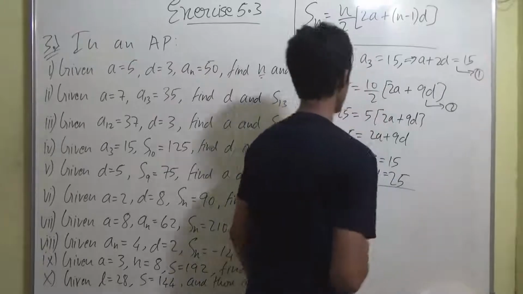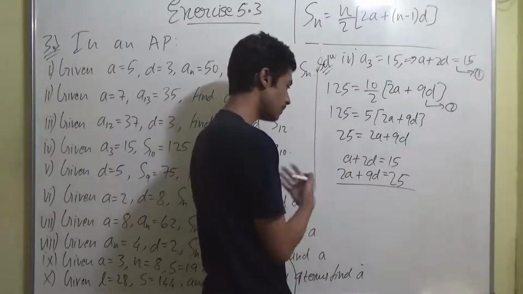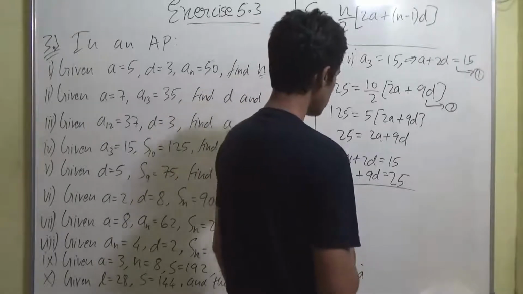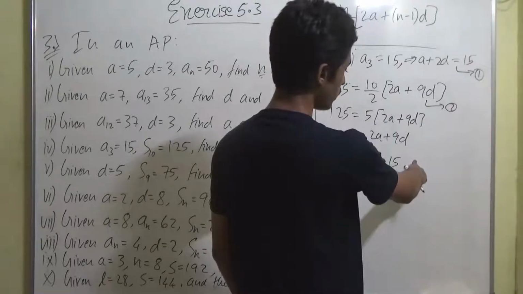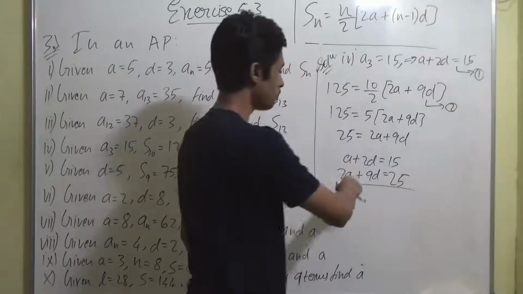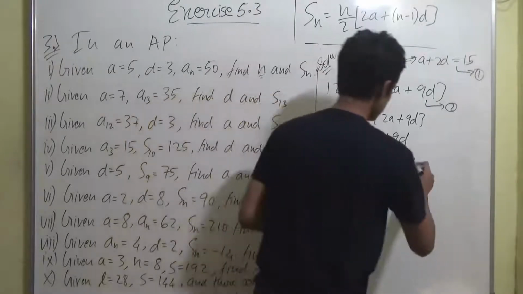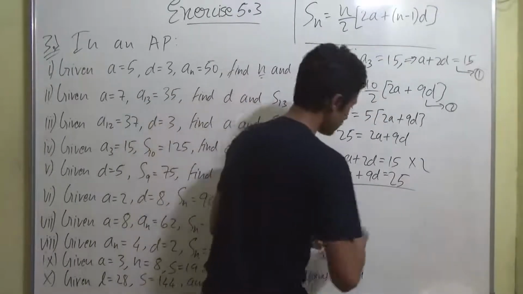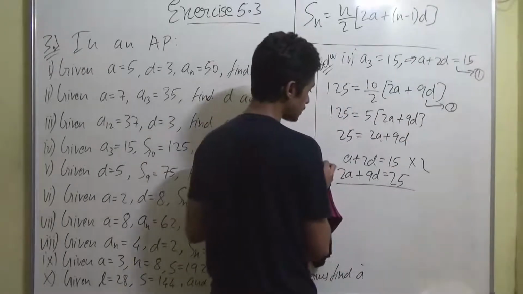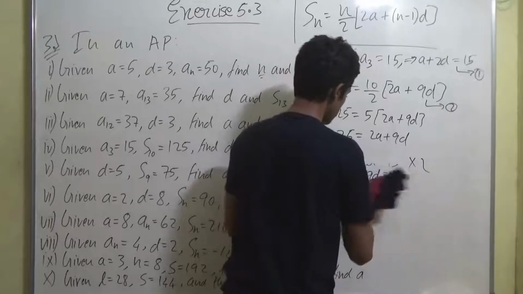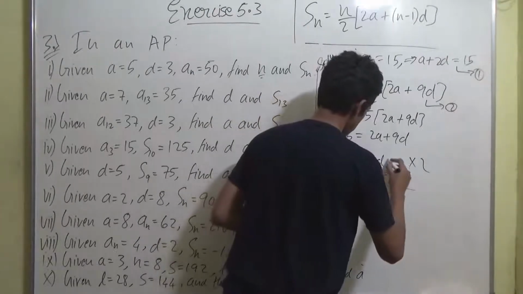Right, now I have to find the value of a and d from this. So this has become a pair of linear equations in two variables. It is simple, guys. We have to eliminate one variable and find the value of the other. So I'll multiply equation 1 by 2 so that I'll get both as 2a and we can cancel it out. After multiplying, it's going to become 2a plus 4d equal to 30.